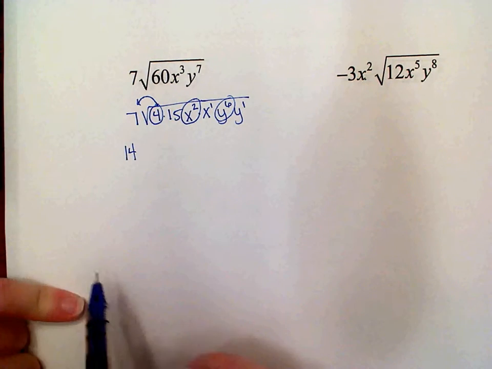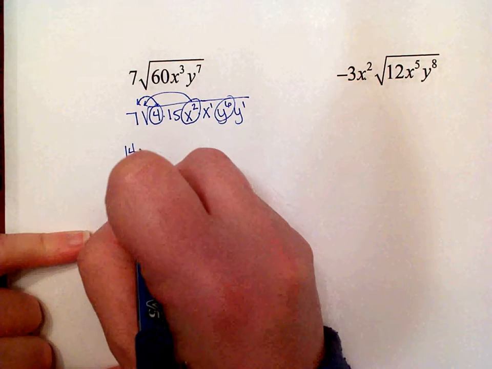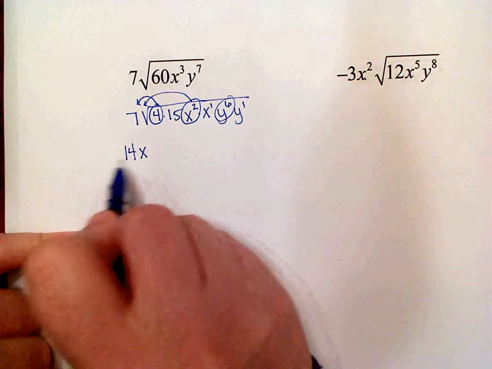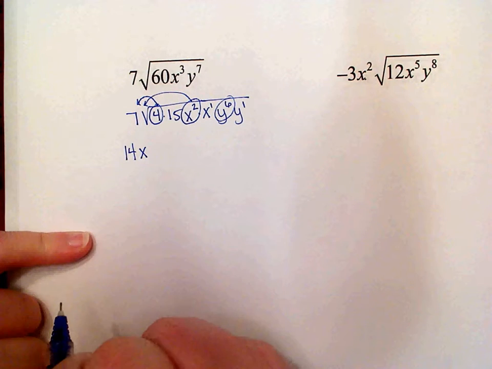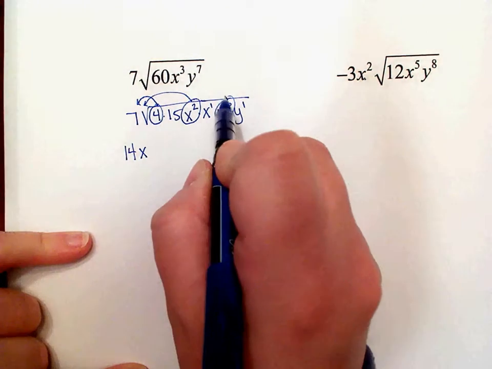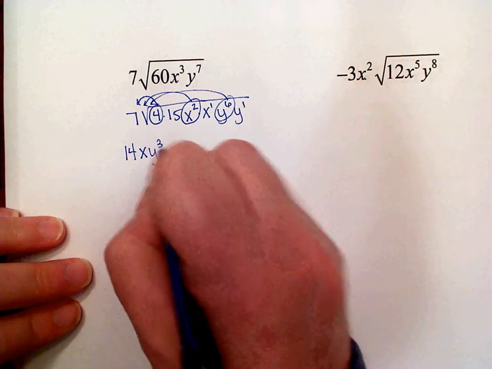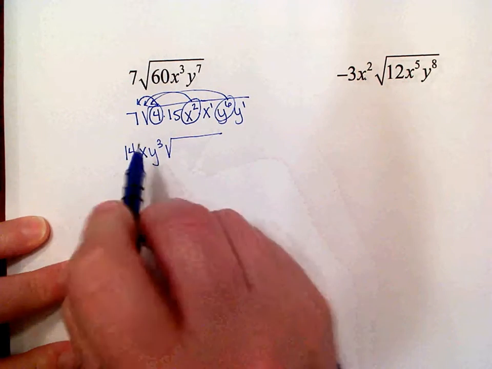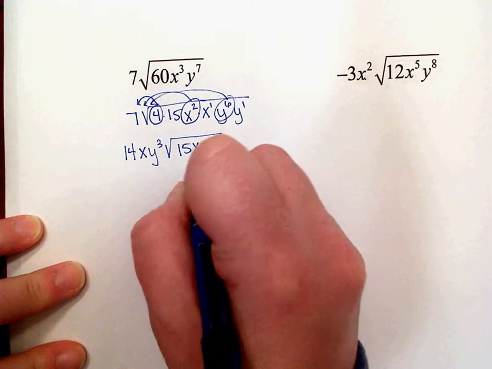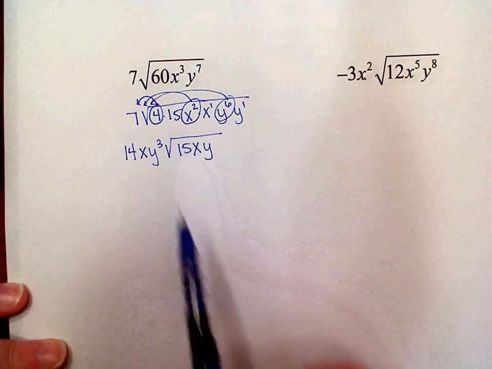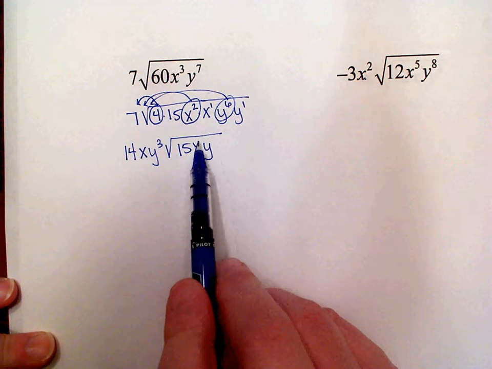The square root of x to the 2nd, just take half of that exponent, is an x to the 1st. So I'm just going to write it beside the 14 because that's multiplication. And remember, I don't need the exponent of 1. The square root of y to the 6th, just take half of that 6, is a y to the 3rd. Everything that's not circled stays under the radical, 15xy. You will never have a variable with a higher exponent than 1 and it be simplified. That's the most it will be left in there as a variable to the first power.